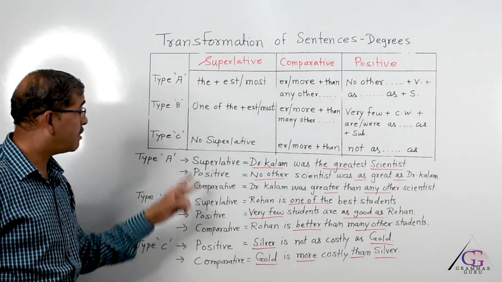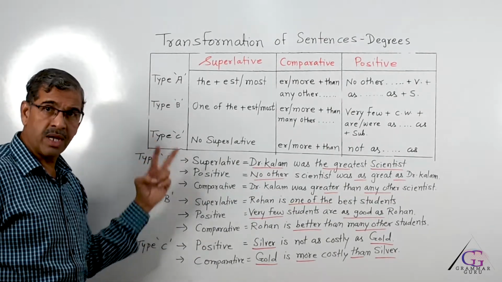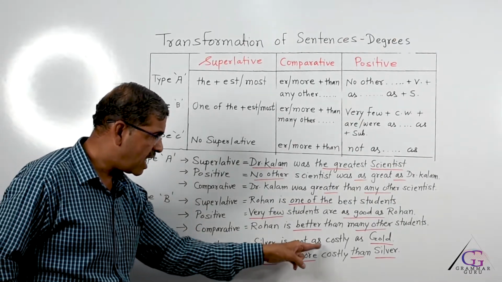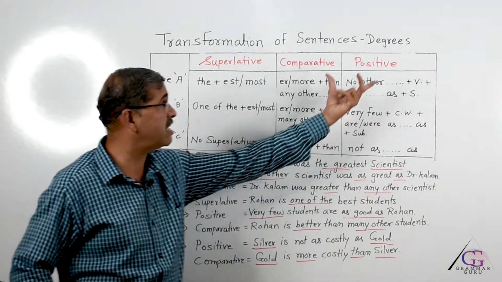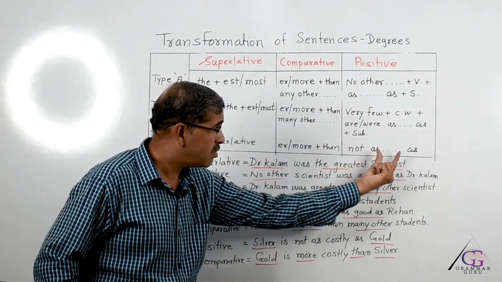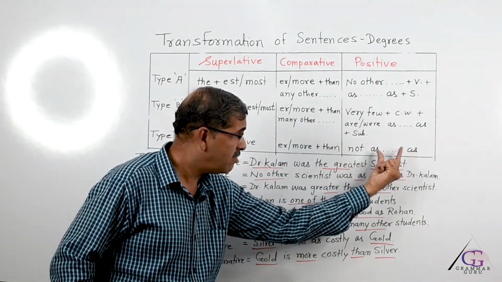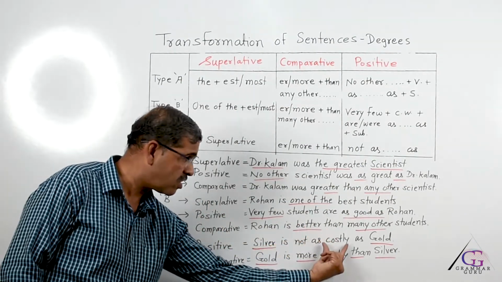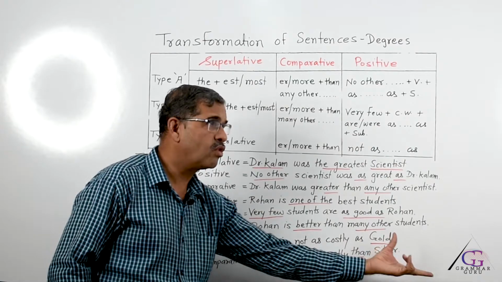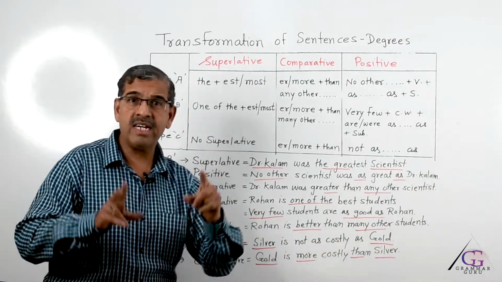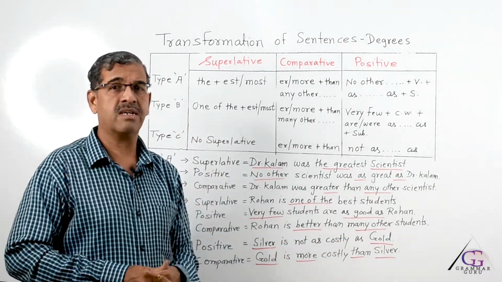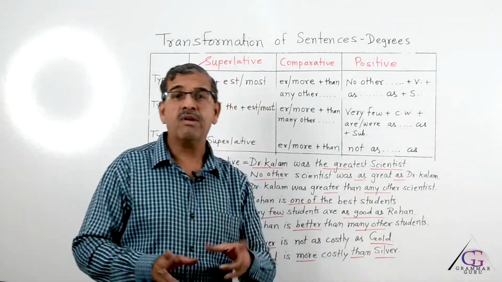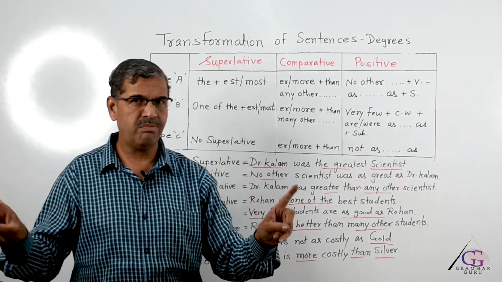In positive, suppose a type C sentence is there. A positive sentence should look like this: "Silver is not as costly as gold." Let's check in the formula. "Not as ___ as". In between, fill in the blanks, there must be an adjective. So "Silver is not as costly", and then "as gold". So you have to look at the sentence and find out which two nouns are compared. Simple, I have underlined them. Silver is compared with gold. Why? Because they are the same class, metals.